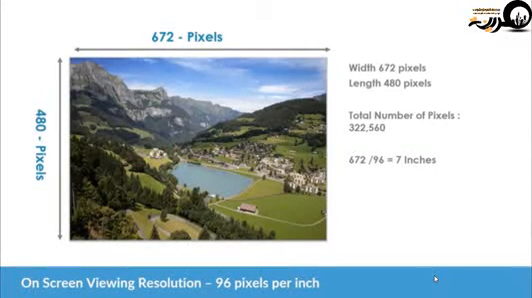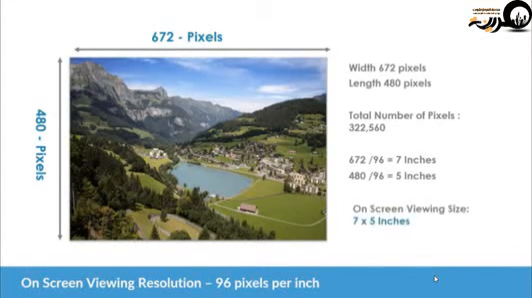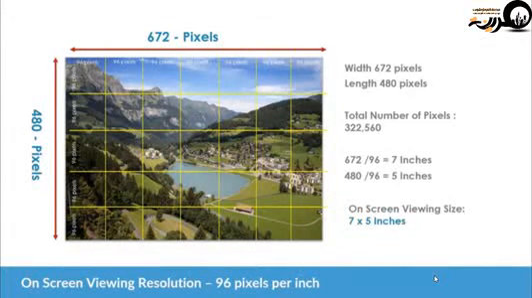If we divide the 96 into 672, we get 7. If we divide 96 into 480, we get 5. So on-screen viewing is 5 by 7 inches as well. But because it's 10 times smaller than the previous photograph, if you were to try and print this photograph off, it's going to be 10 times less the quality, meaning you're not going to have a high quality photograph. However, this is perfect for viewing on screen, because our screen's resolutions are not the same as print resolution.